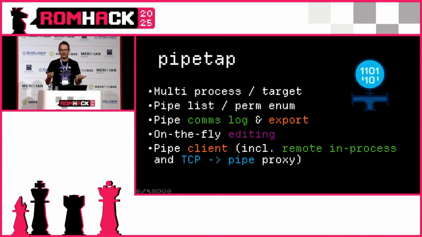To get past that, if you inject a DLL in that target process and make the named pipe clients from there, you can interact with your target again. And pipe type will let you do exactly that. It's a normal named pipe client, but it's also a remote named pipe client.